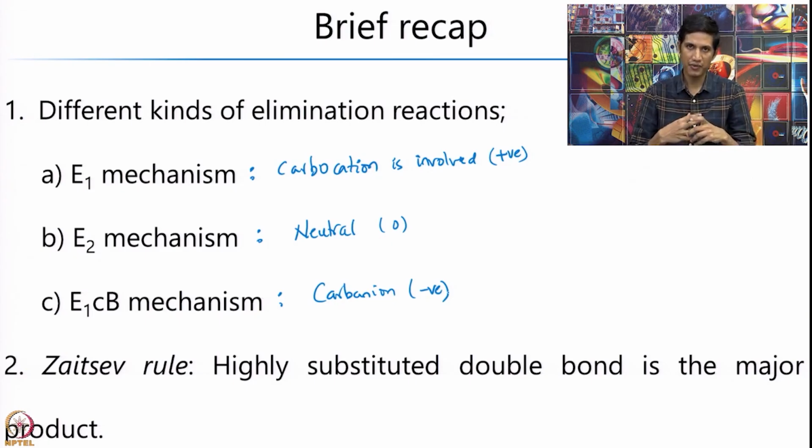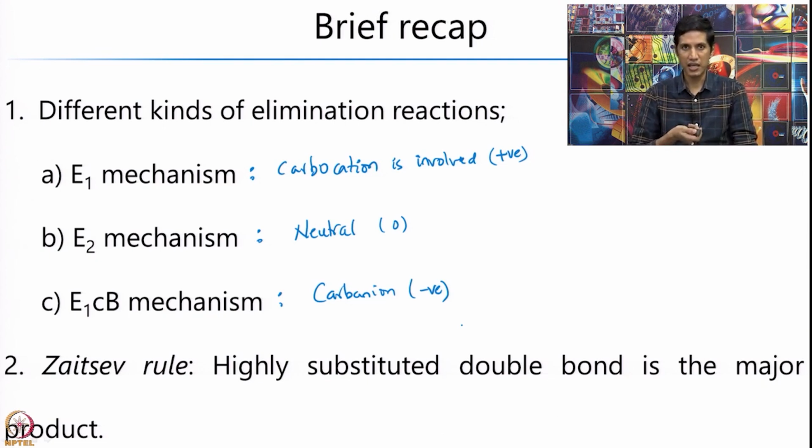And in the case of E2, we had said that the stereochemistry of the hydrogen on the beta carbon is important, or in other words, anti-periplanar arrangement is necessary for elimination in the E2 mechanism. And finally coming to E1CB, here we had seen that the hydrogen on the beta carbon gets abstracted by a base to give rise to a carbanion, and this carbanion on the beta carbon is stabilized by some groups which are present on the beta carbon. That is the reason why this carbanion forms in the first place, and then this carbanion further undergoes a reaction to kick out the leaving group and form an alkene or a double bond.